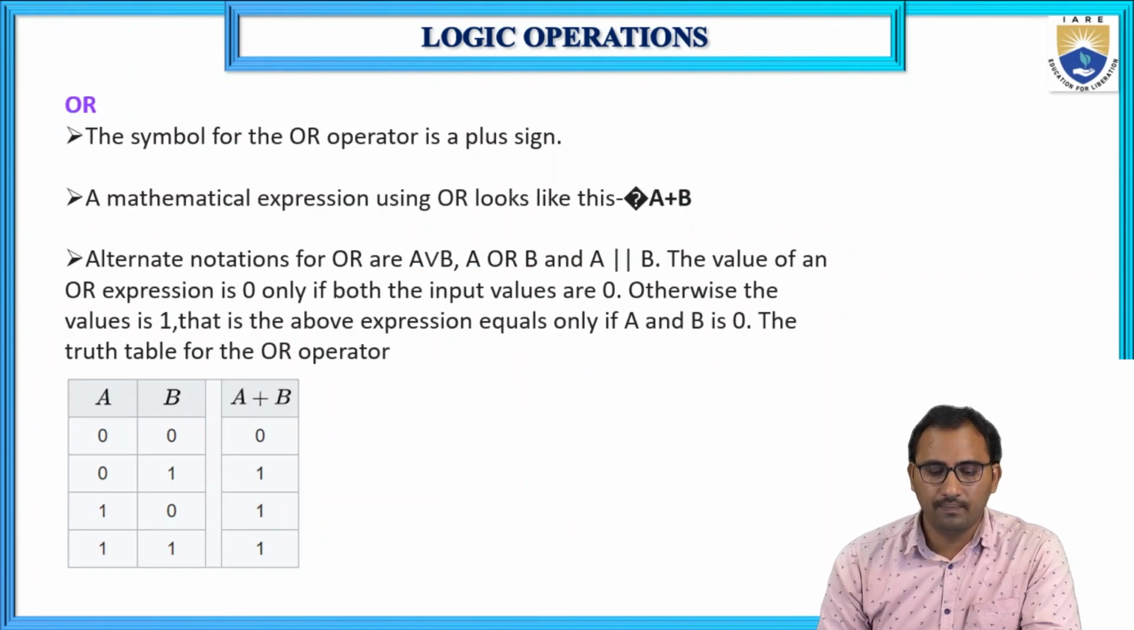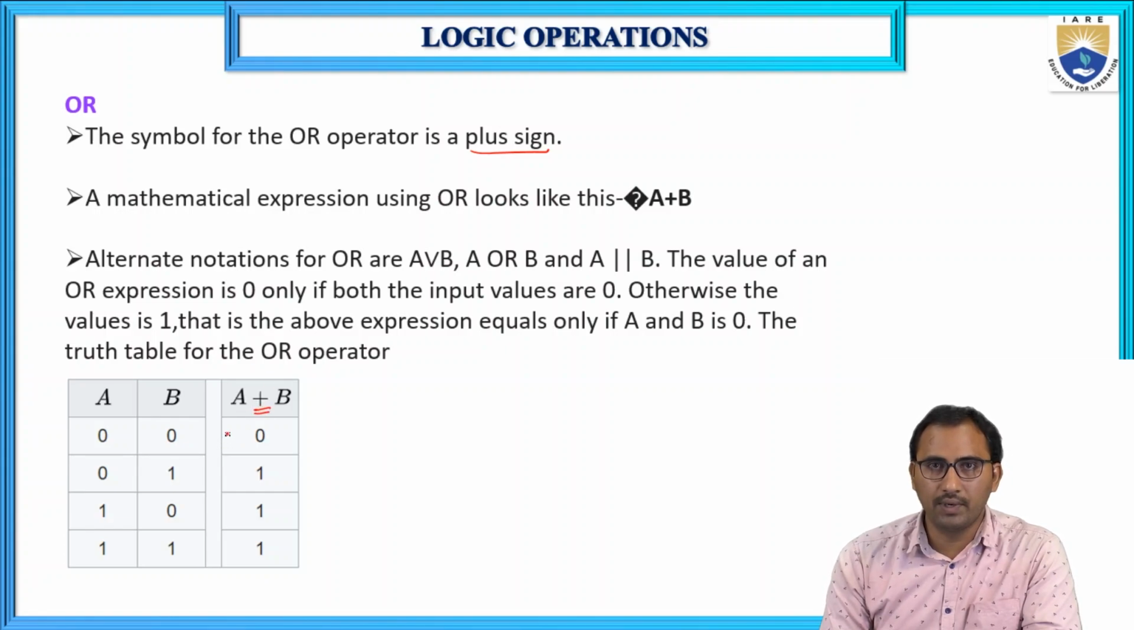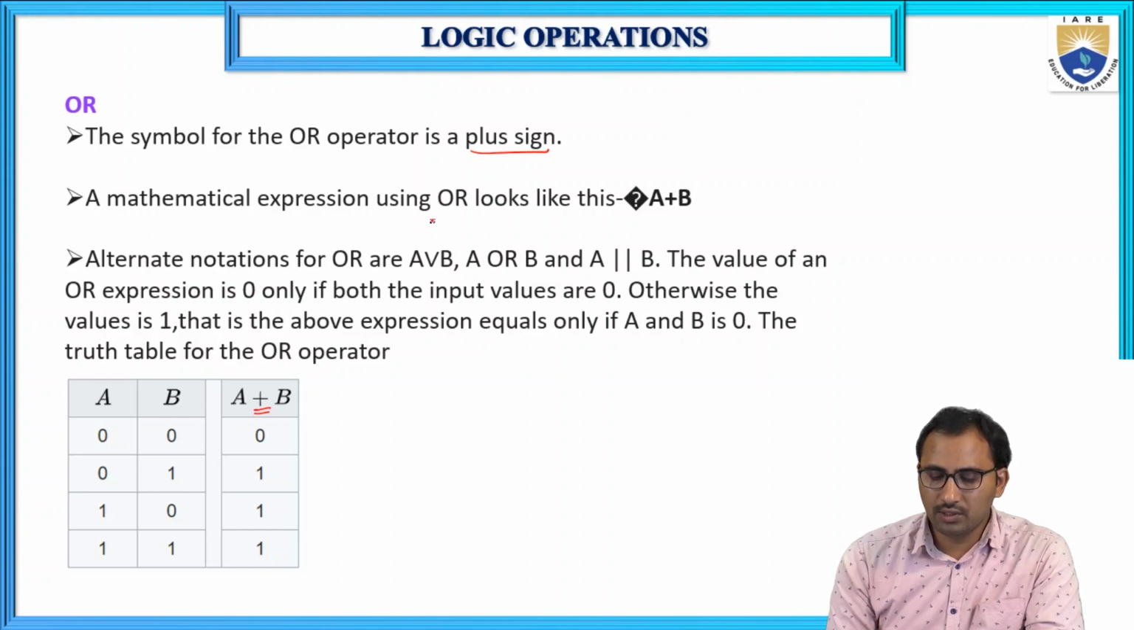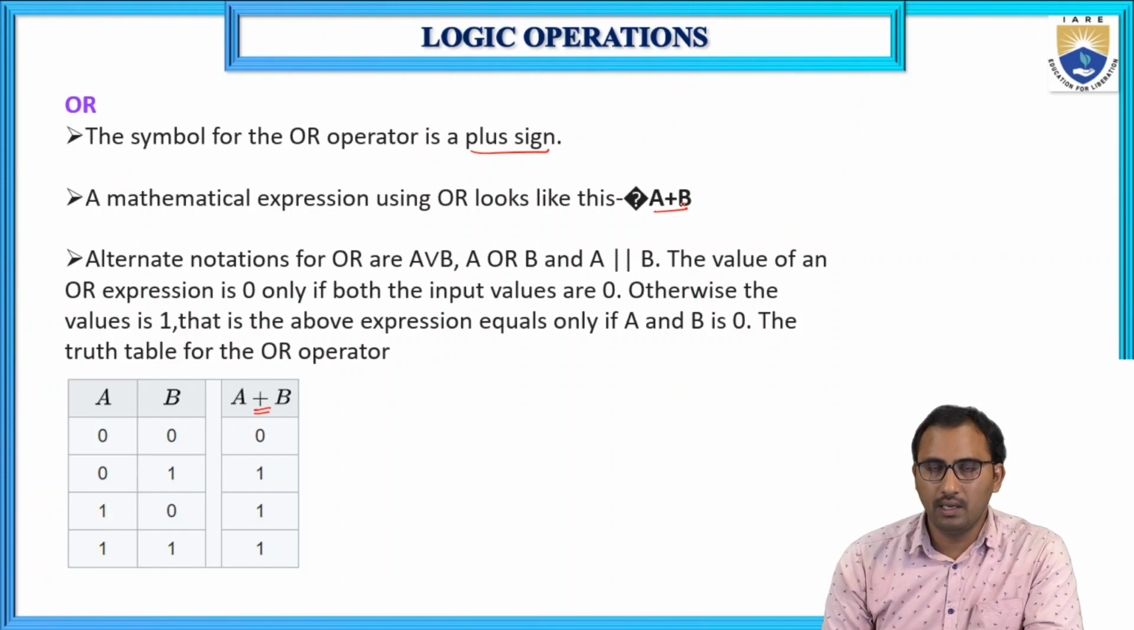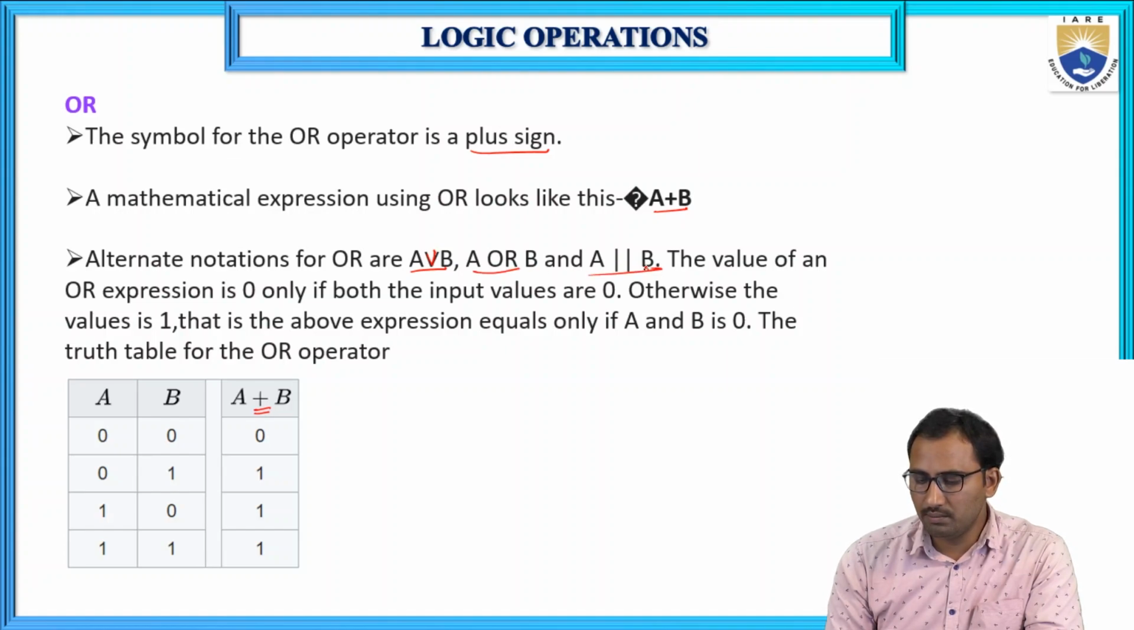Now coming to the OR. The symbol for the OR operation is a plus sign. So the plus sign is used to represent the OR operation. The mathematical expression using OR looks like this: A plus B. Okay. The alternate notations for OR are A or B, and A, two parallel lines, B. So this is an OR representation.